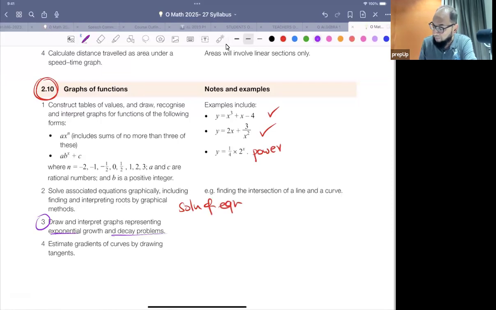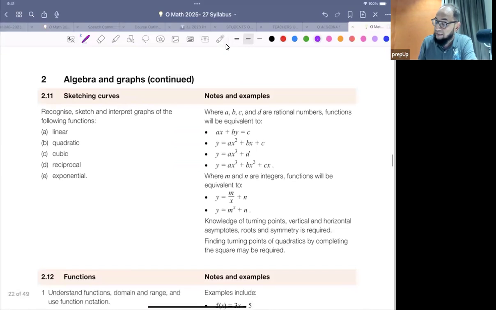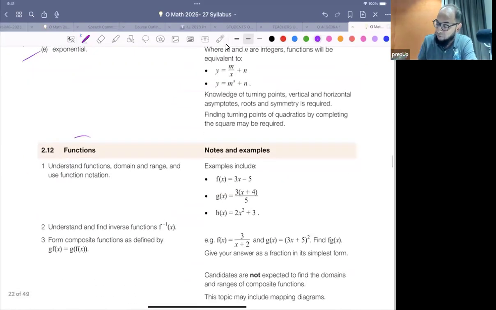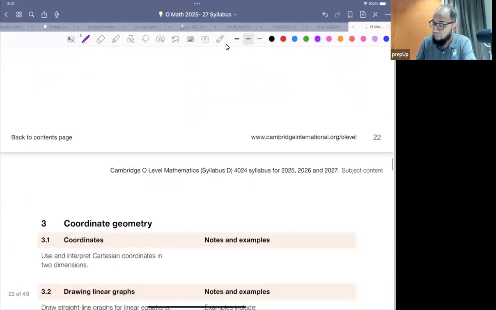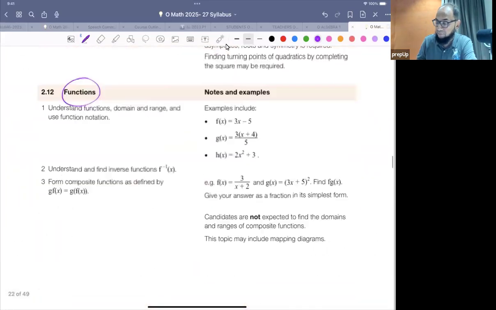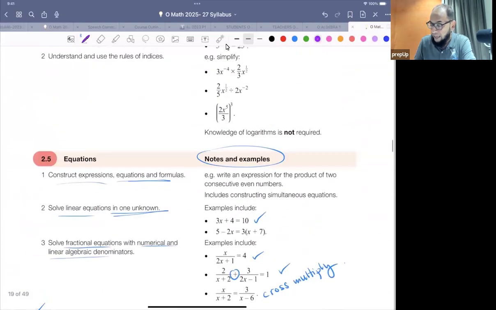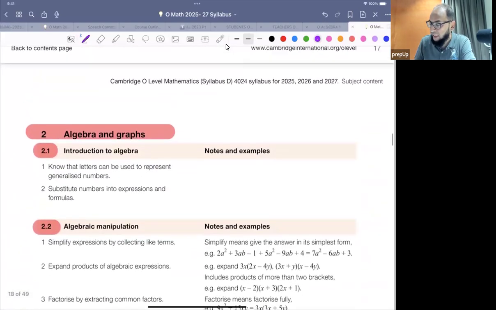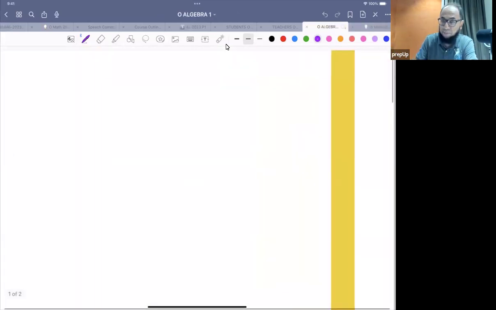Exponential growth and decay. Estimate the gradient by drawing tangents. Then there is sketching curves: linear, quadratic, cubic, reciprocal, exponential. Then there is the concept of functions, composite functions, and so on. And of course, then there are coordinates and all these things. So this was a brief overview of what we are starting. And I think it's time to start with algebra. So now we'll be starting with algebra today.